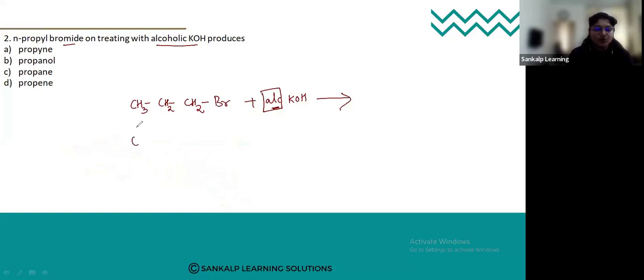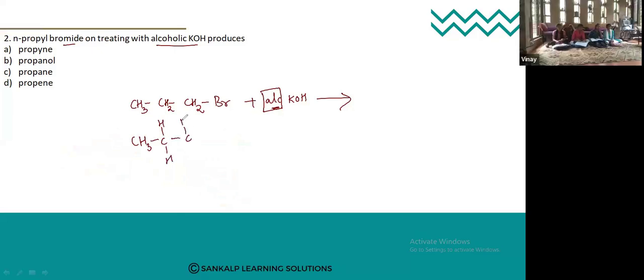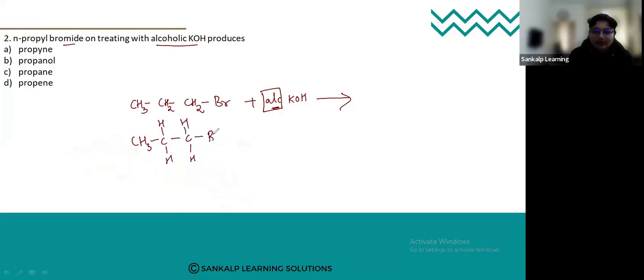Let me show you how we are going to remove it. So CH3, CH, H, H and Br. What will happen? One hydrogen and one halogen will be removed like this. And what will be the resulting compound? The resulting compound will be propene. Understood? So this will be the resulting compound.